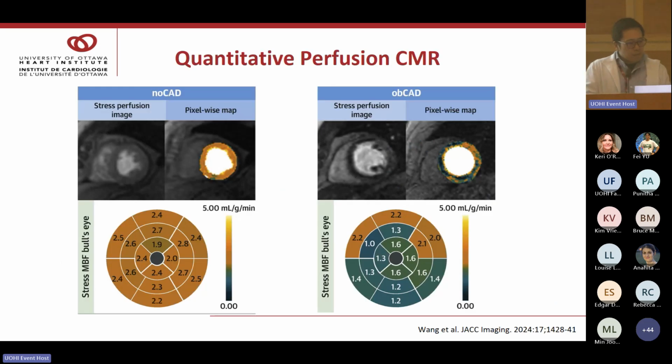This is a case example. The left panel shows a normal case with stress flow above 2.0 in almost all segments, and coronary angiography confirmed the absence of obstructive CAD. The right panel shows an abnormal case where stress flow is globally reduced, and coronary angiogram confirmed the presence of multivessel CAD.